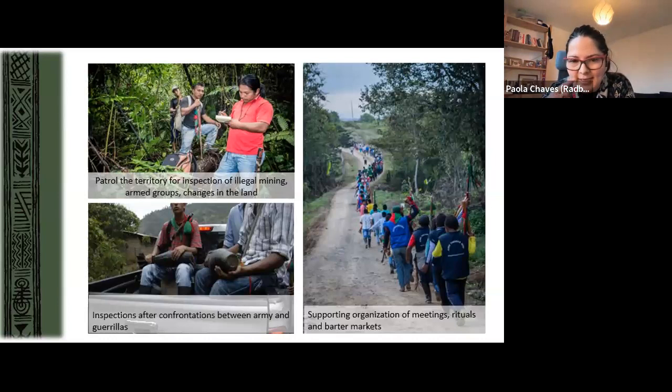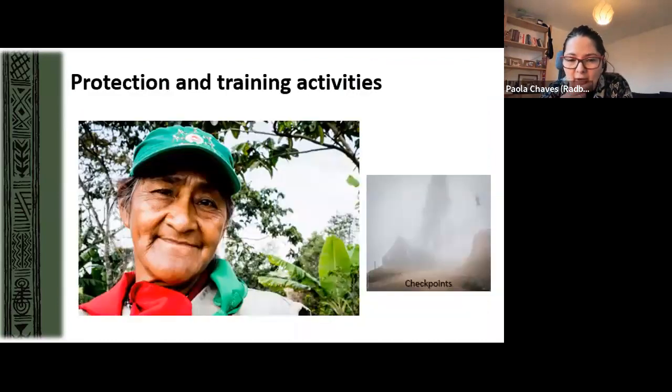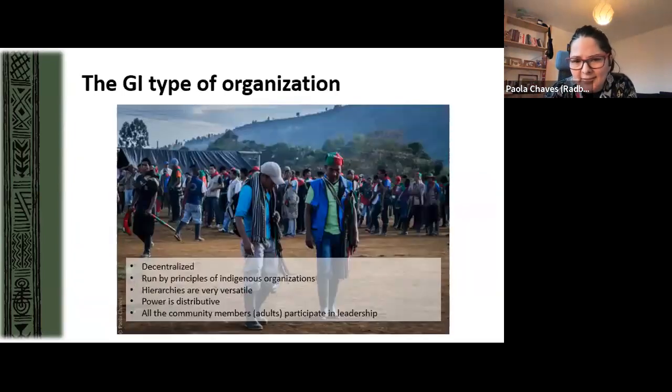Nowadays, they also do formal training for all the communities on how to defend their own territories. So the guard has been extended through the whole country. There are indigenous guards from the Amazon to the north coast. They raise awareness about peace building, they are trained for anti-personnel mines, and they continue doing their previous tasks.